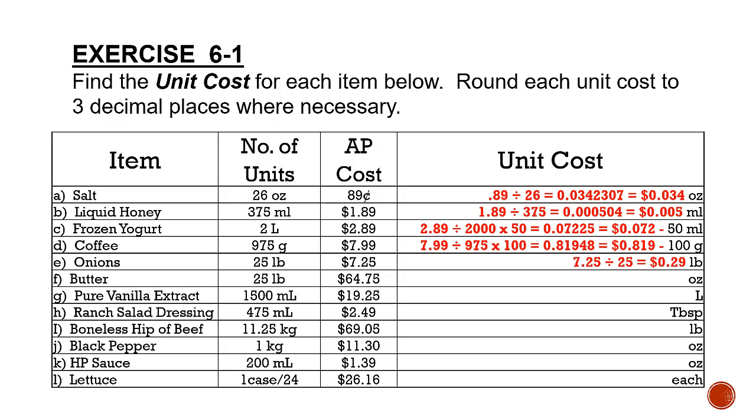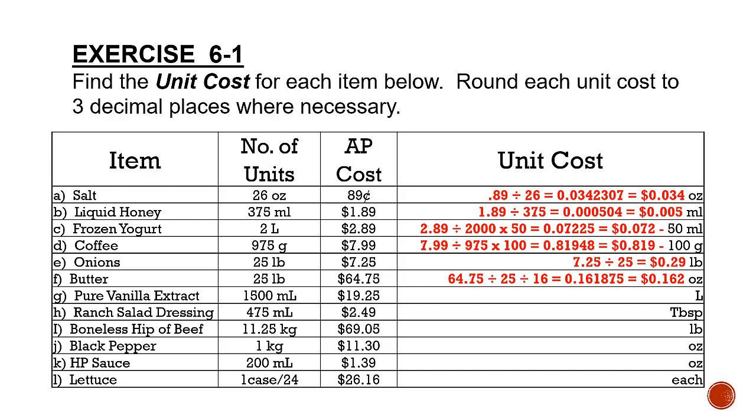So we need to do one of two things. We can either calculate how many ounces there are in 25 pounds or divide what we paid by 25 pounds by 16, and that will give us the cost of 1 ounce. So whichever way you decide to use it, it really doesn't matter as long as you're getting to the right spot.